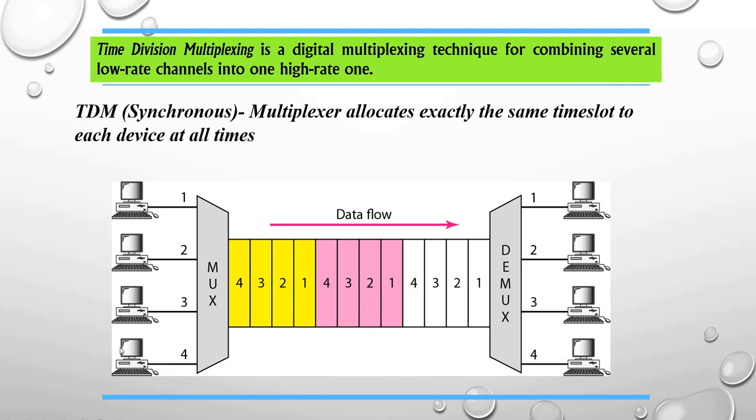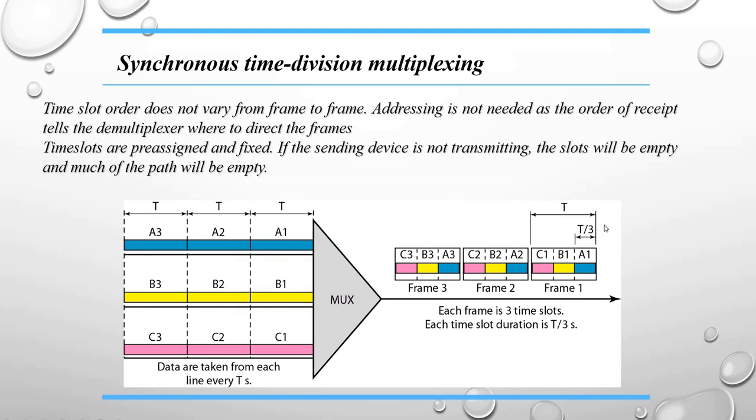So here we have 4 input lines, and in each frame we will have 4 time slots. Each time slot is allotted to a single input line. The data from the first input line will be placed onto the first time slot, the data from the second system onto the second time slot, and similarly all the input lines are placed into the time slots allotted for that particular device. Here the multiplexer allocates exactly the same time slot to each device at all times, so the time slot order does not vary from frame to frame.